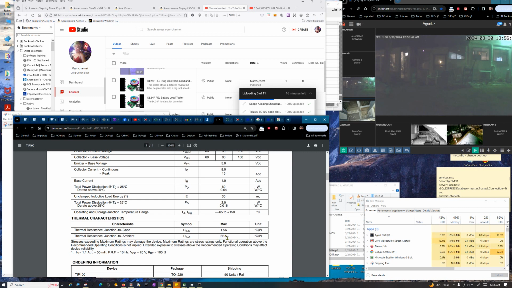This junction to ambient figure is when you're using a component without a heat sink. And a lot of components, because almost all electronic components, including op amps and everything, have these temperature figures in them.